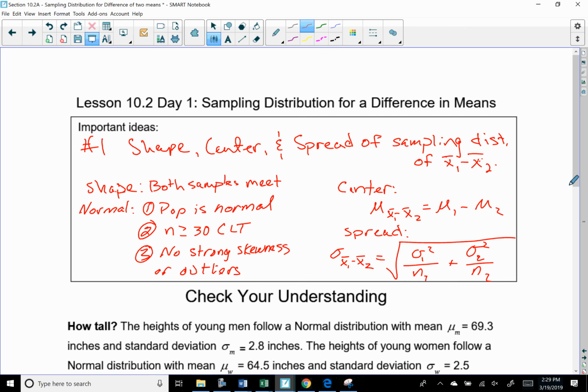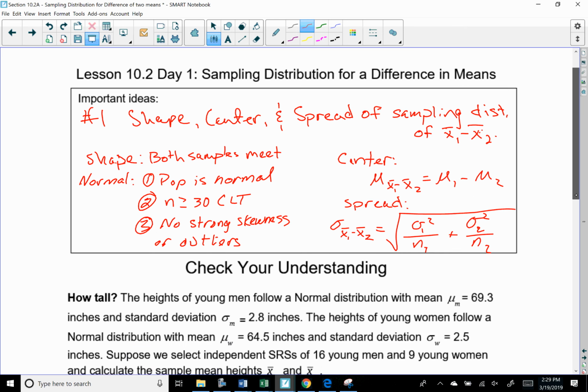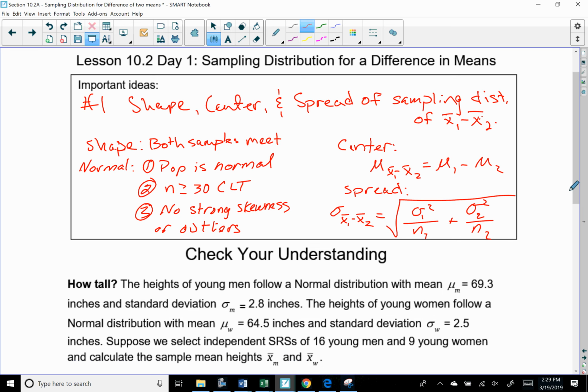All right, so checking your understanding. Let's give it a trial run here. Getting just the basics for today. So tonight's homework is just going to be about shape, center, and spread, right? How tall? The heights of young men follow a normal distribution with a mean of 69.3 inches, a standard deviation of 2.8 inches. The heights of young women follow a normal distribution as well, with a mean of 64.5 inches and a standard deviation of 2.5.